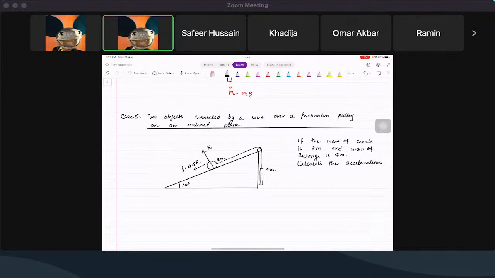So the very first thing we always do is make the components of the weight. So the weight always acts downwards, as we all know. One component of the weight acts down the slope, and one component acts perpendicular to the slope. This angle is always the same as 30. So this will be W cos 30, and this will be W sin 30. Everybody understands this?